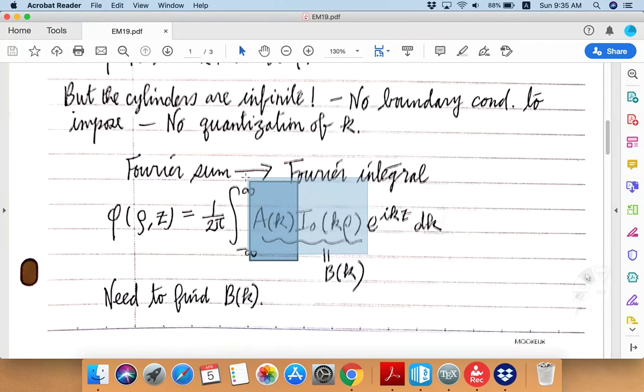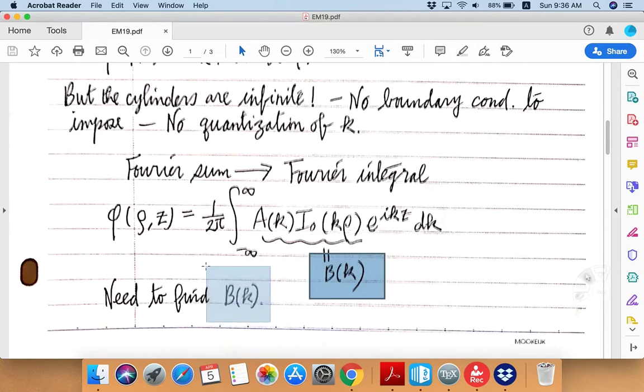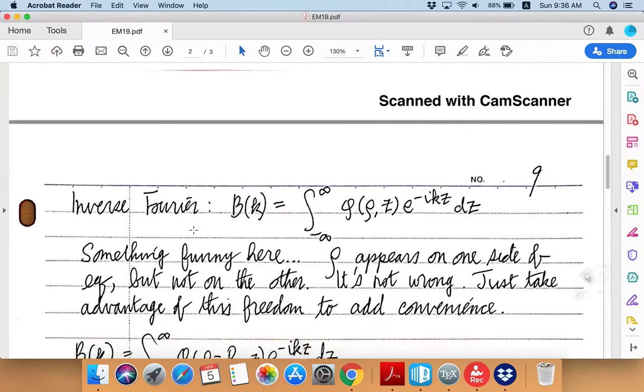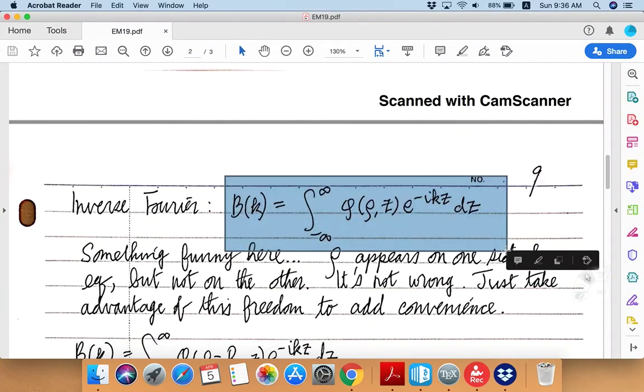So we're going to bunch these product of two functions as some single function B of k, and then phrase the problem as that of finding the B of k. And this is, of course, found by performing the inverse Fourier integral of this expression. So when you do the inverse Fourier, this is what you get.